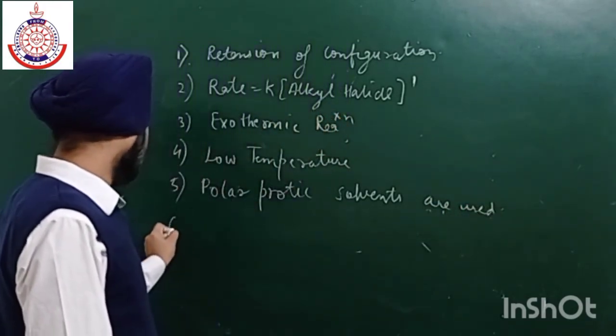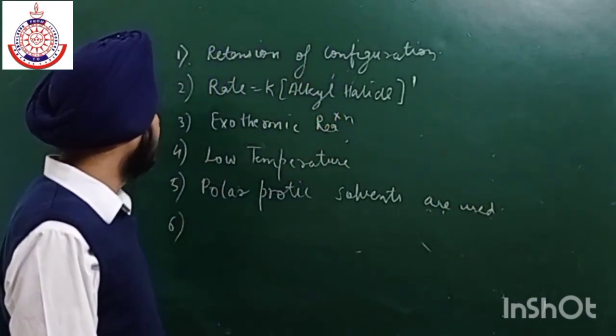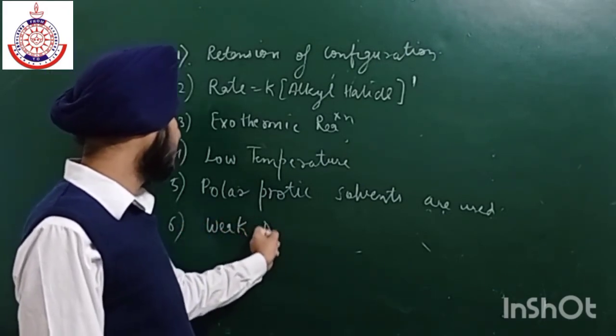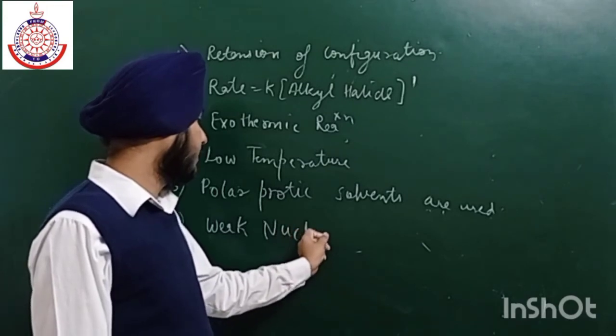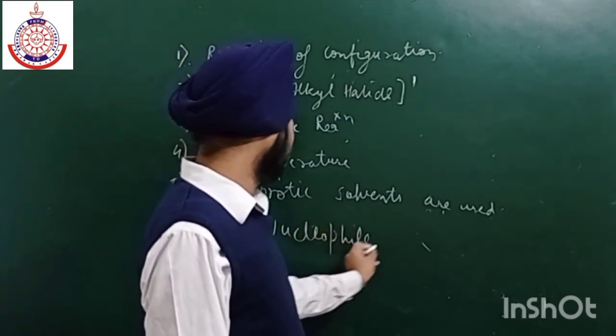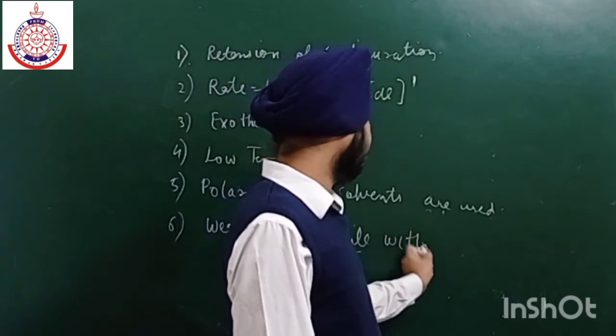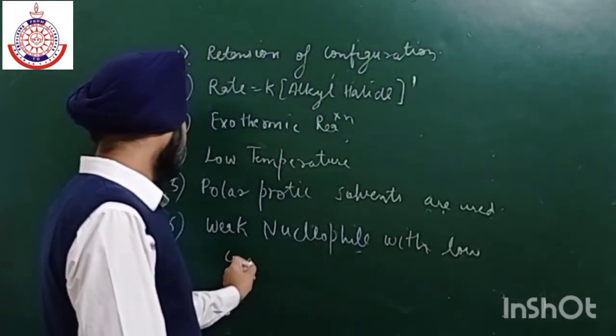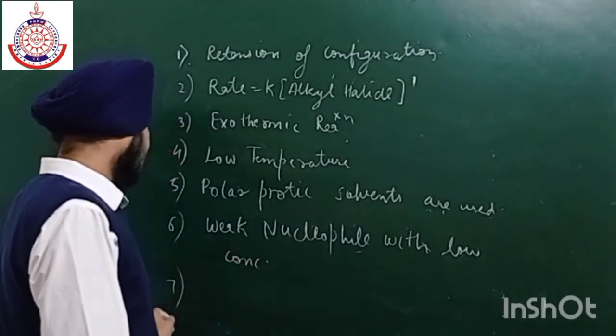Sixth is, weak nucleophiles favor the reaction. Weak nucleophiles with low concentration favor this reaction. Next is the seventh point.